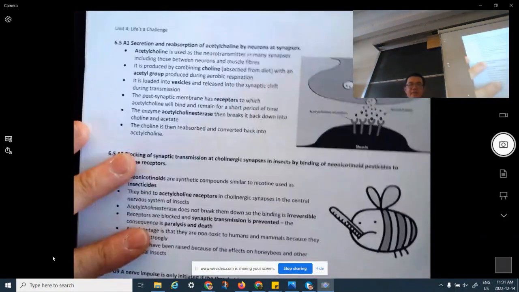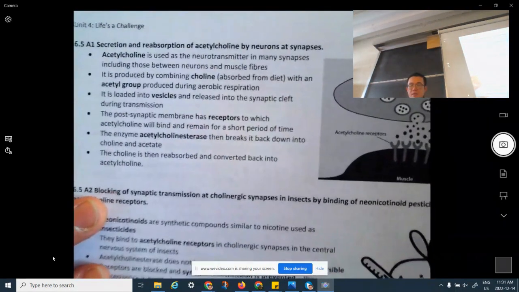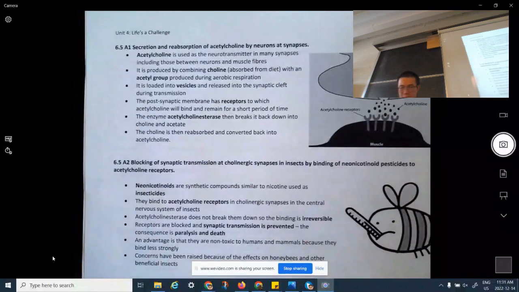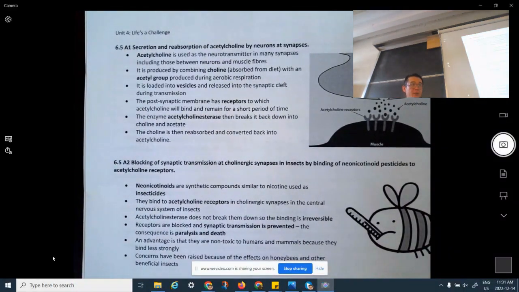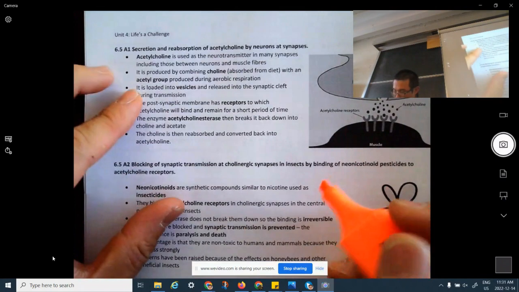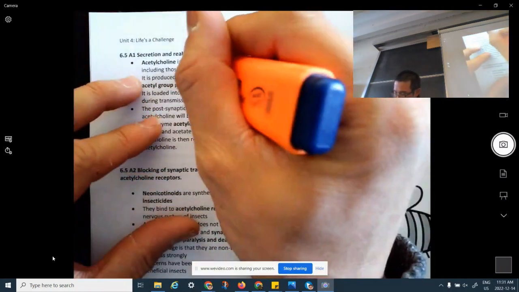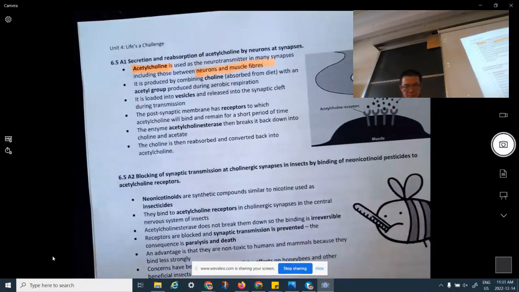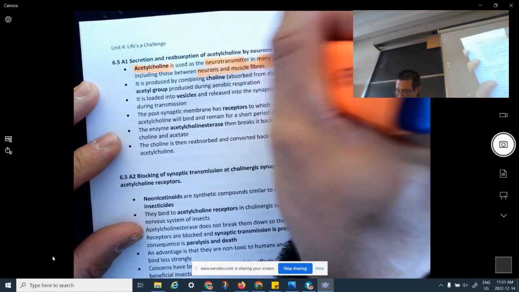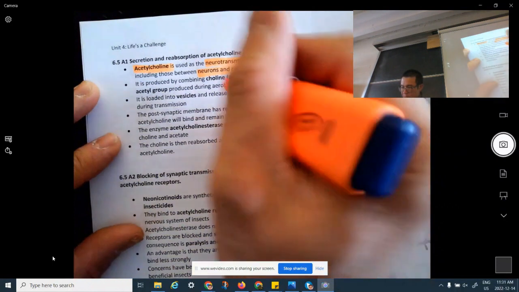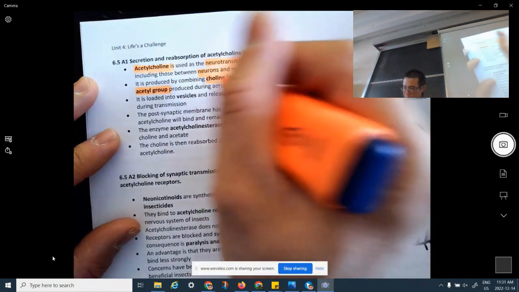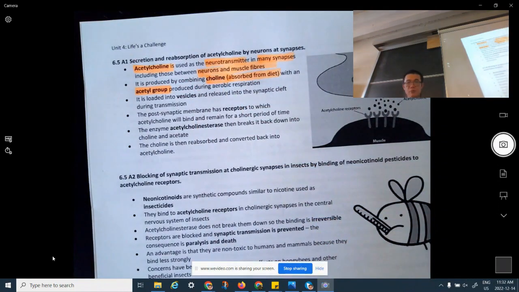Now here's a specific example. And I believe this is also the example in the video. Acetylcholine is very important simply because it's one of those major neurotransmitters, especially between the neuron and muscle fibers. It's used in many synapses. It's made by combining choline, which is from diet, and an acetyl group during aerobic respiration.